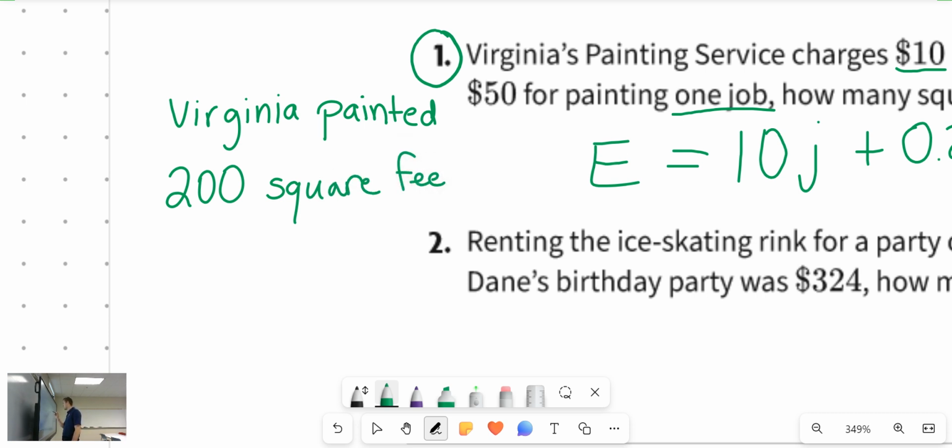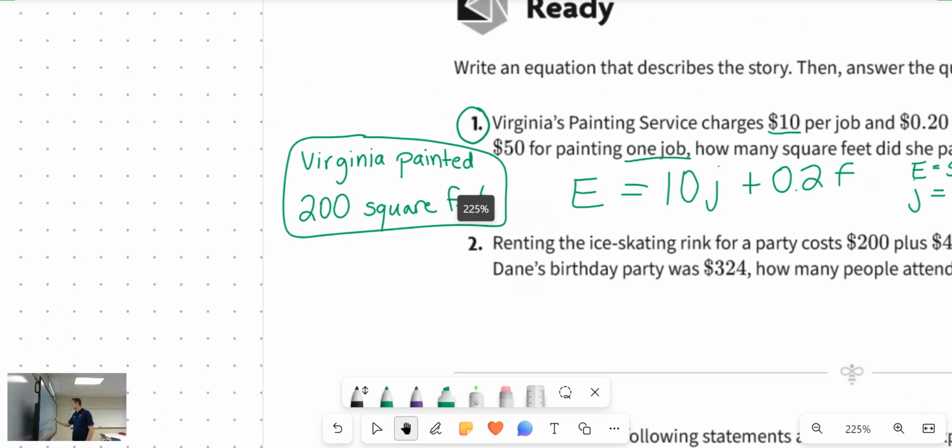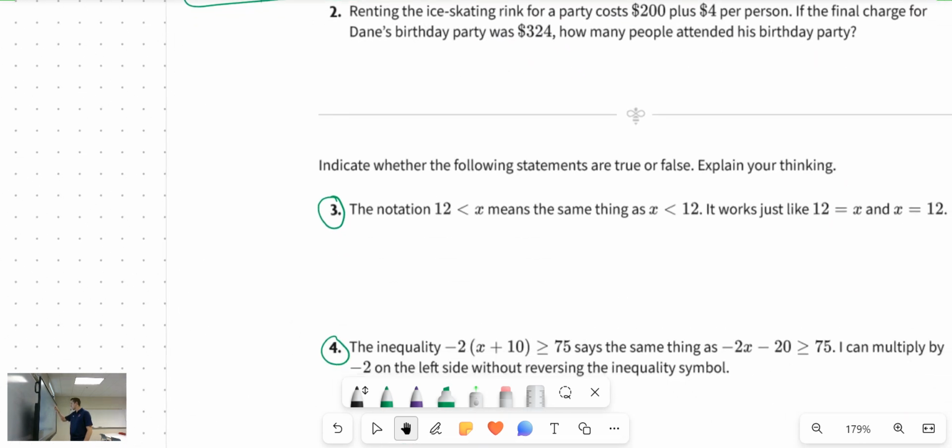And it's important to include the units, because just saying she painted 200 wouldn't mean anything. Did she paint 200 miles? Did she paint 200 gallons? What are we talking about? So Virginia painted 200 square feet. There we go. All right, let's move on to the next one.